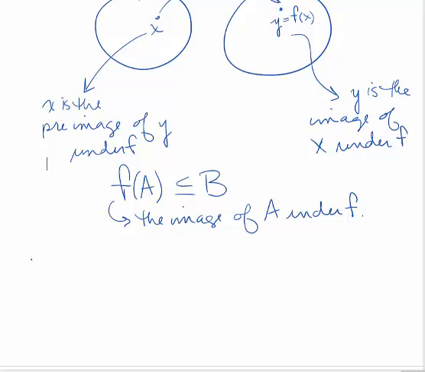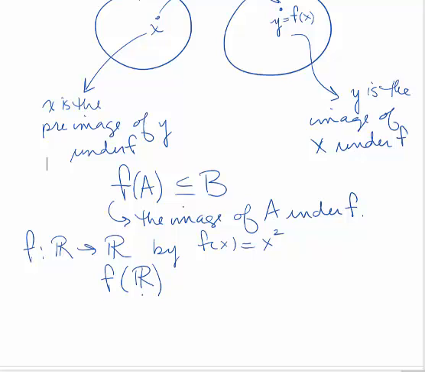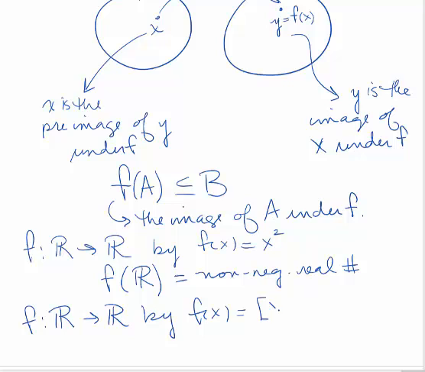For example, if f is a mapping taking the real numbers to the real numbers by the rule f of x equals x squared, then this notation here, f of capital R, is the range of the function. f of R would be equal to the set of all non-negative real numbers, so it's a subset of R. Likewise, if f maps the real numbers to the real numbers by f of x is the greatest integer function, the greatest integer less than or equal to x, then f of R would be just the integers, a subset of R.